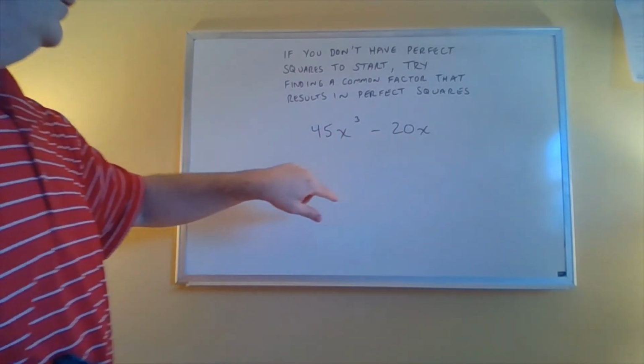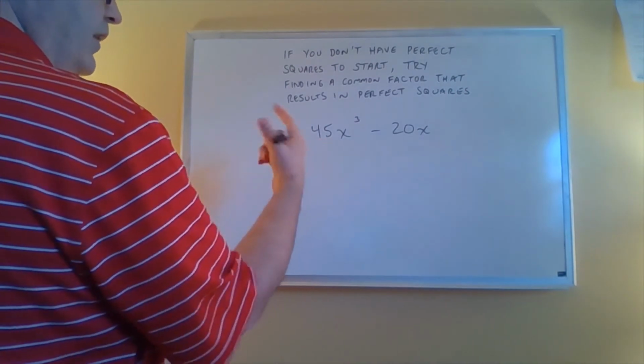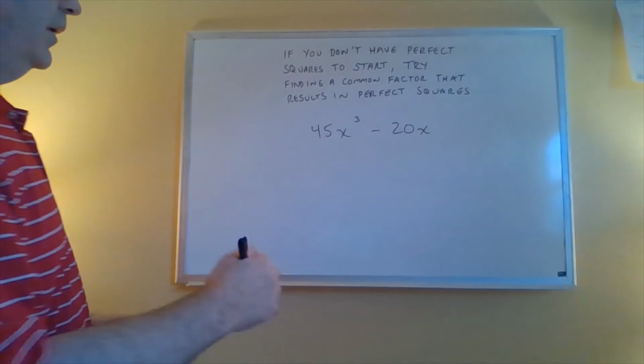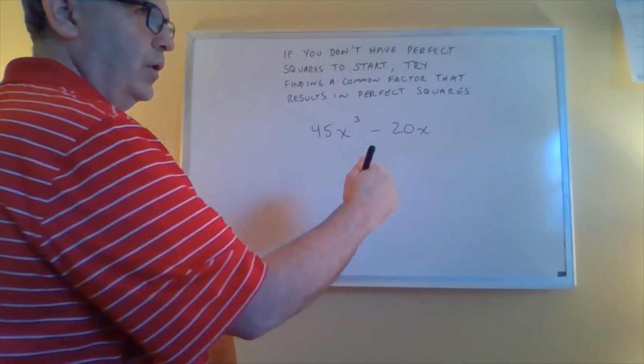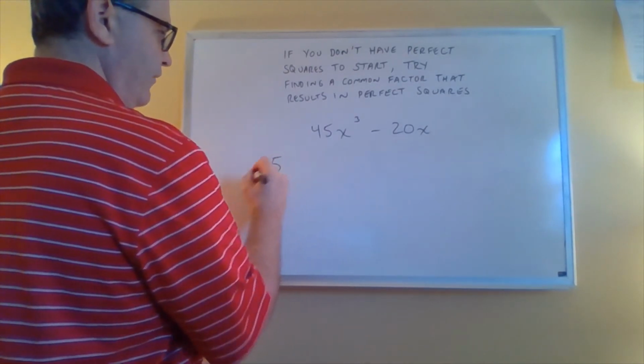And so is this one. So if we divided 45 by 5, that would give us 9. Is 9 a perfect square? Is that on our list? It sure is. How about if I divided 20 by 5? What do I get? 4. Is 4 on our list? Sure is. So let's start with that. So we're going to take a 5 out.